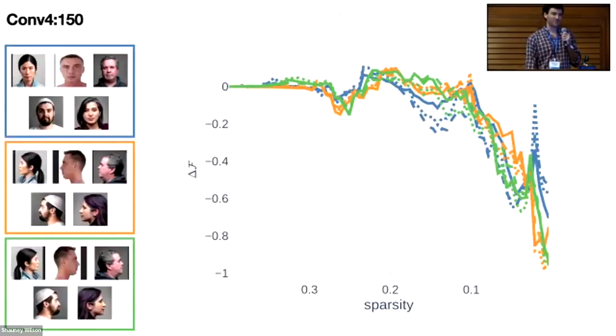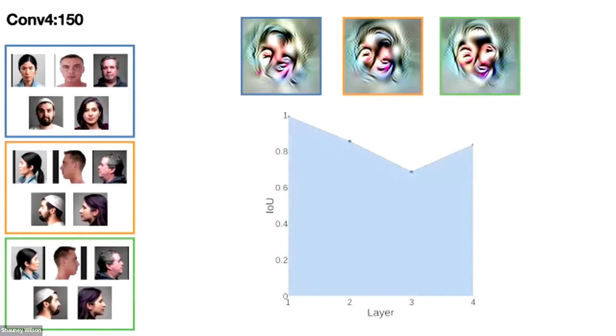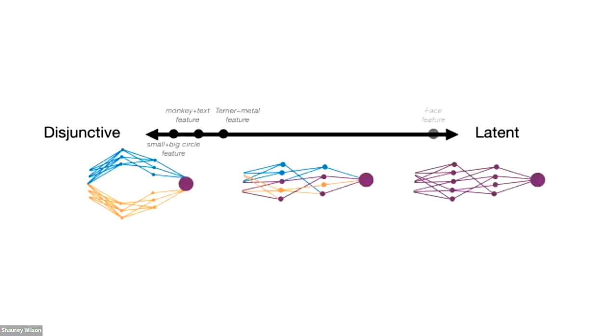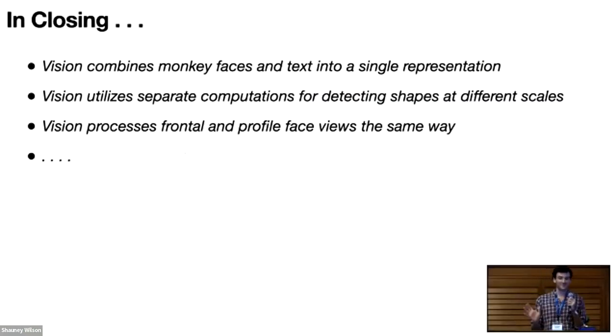It's not the same as before. If you extract a front face subnetwork, it really works just as well as a profile face network. At a particular sparsity level that passes our threshold, high intersection over union, they're the same subnetwork and the feature visualizations don't separate. Cool, so it's latent.